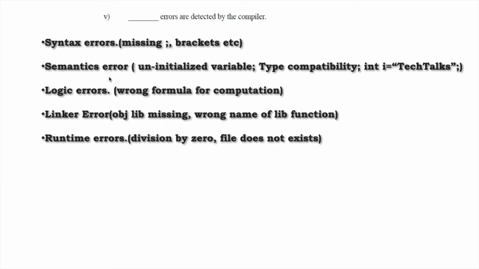Now semantic errors, like an uninitialized variable or type compatibility. Suppose you have written int i equal to text talks. This text talks cannot be assigned to an integer variable, so this is a type incompatibility. Similarly, we have started using an uninitialized variable, similar to a null pointer in the case of Java. These all can be detected by the compiler.